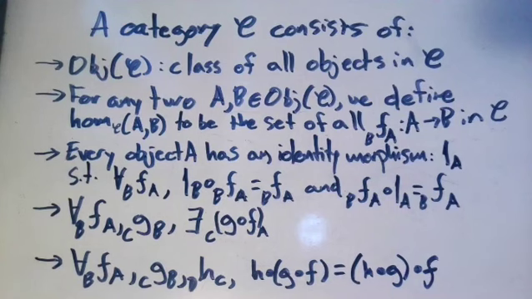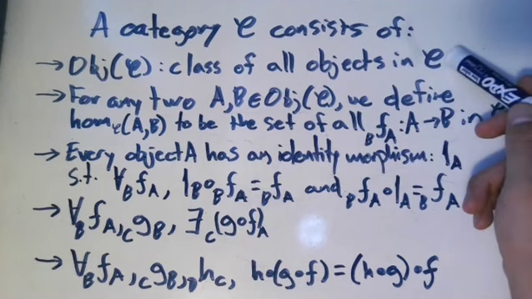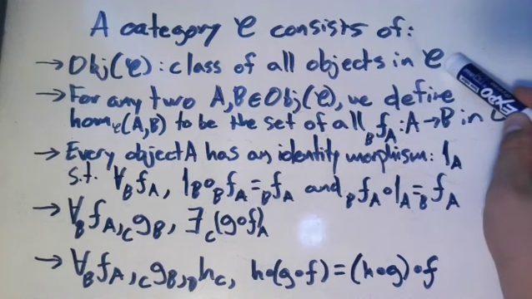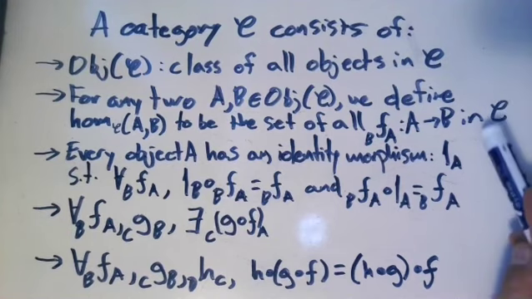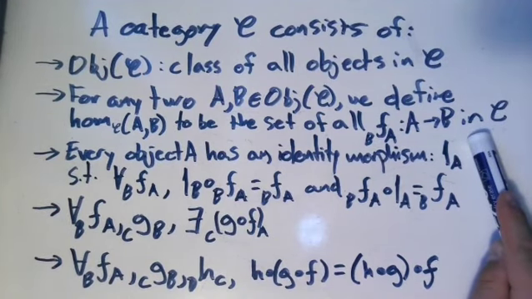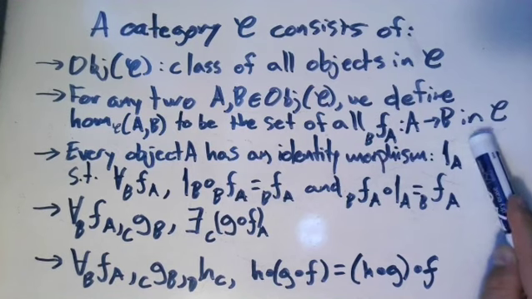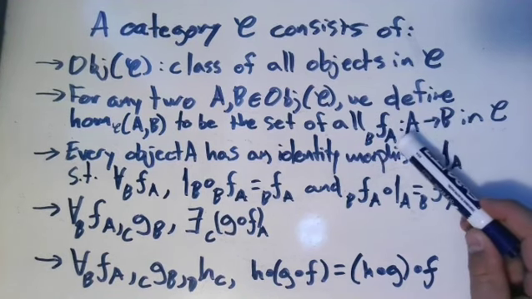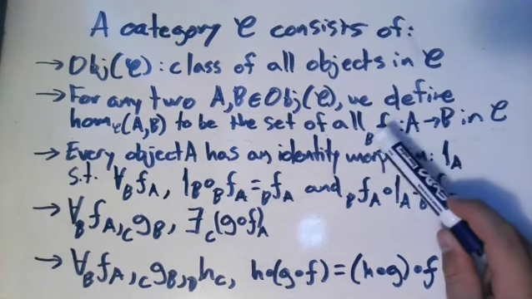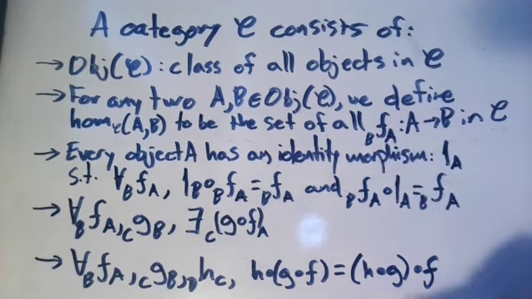Let's now look at the formal definition of a category. A category C consists of obj C, which is all of the objects in C which may or may not form a proper class. Next, for any two objects, A and B in C, we can define the home set from A to B in C, which is just the set of all morphisms which go from A to B in C. And when it's helpful, we write these morphisms with a subscript where the domain is on the right, A, and the codomain is on the left, B.